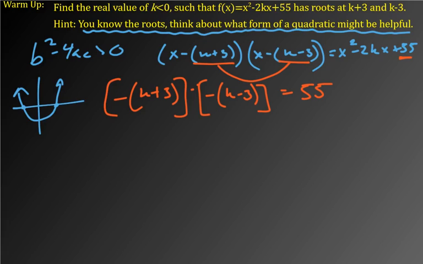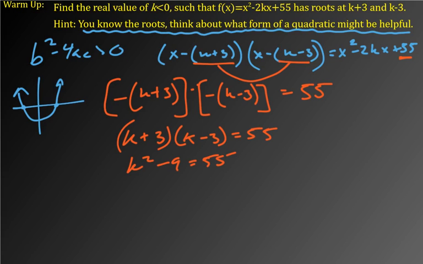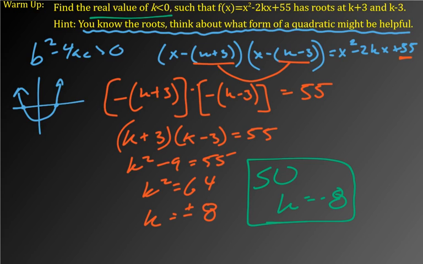So now we have an equation that we can solve for k. The negatives will go away right in the beginning, so really we just have k plus 3 times k minus 3 equaling 55. So then k squared minus 9 is 55, and k squared would then be 64. It looks like there are two possible values for k, plus and minus. But we wanted the less than 0 case, so we want k to equal negative 8. And that would be it.